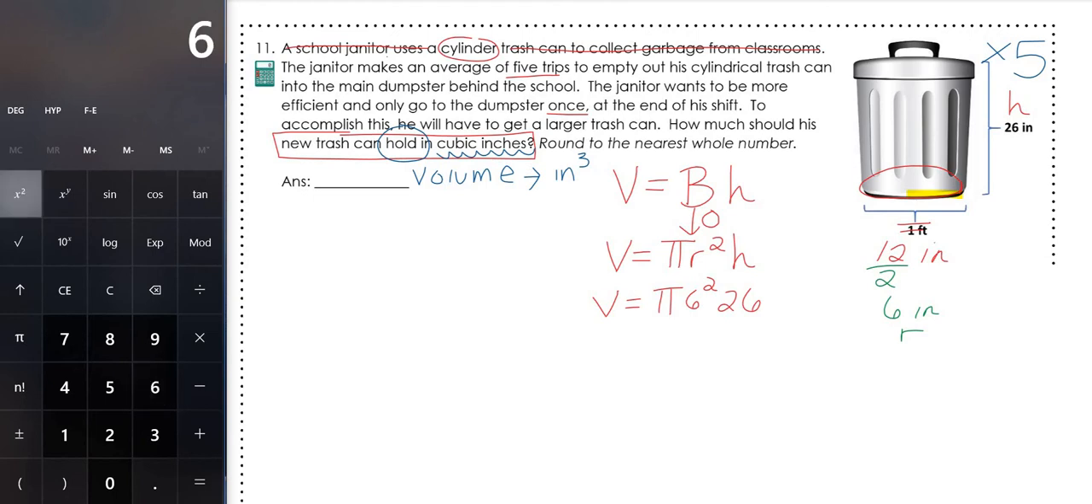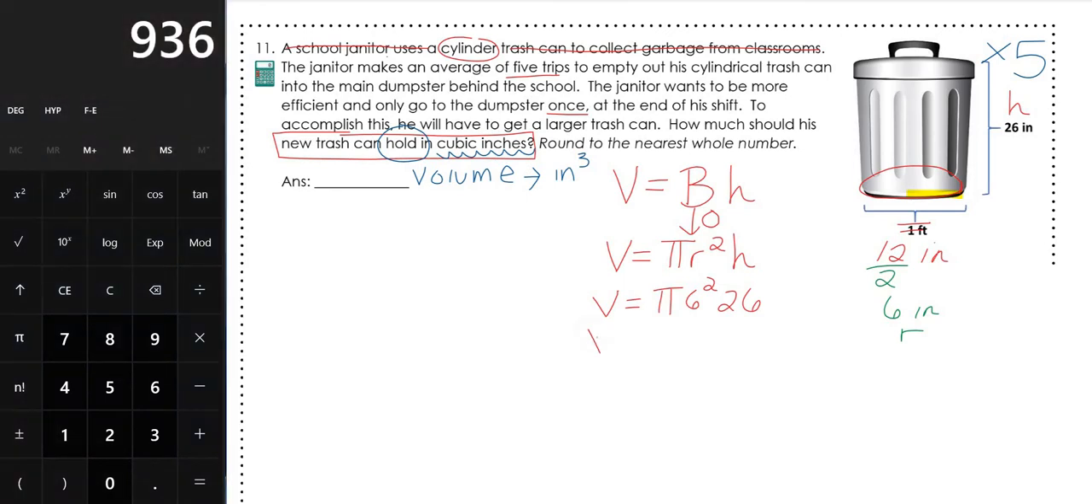6 squared is 36 times the height of 26, and you get 936 times pi. So I'm going to go back to my work here, and I'm going to put that it's 936 pi inches cubed. But don't let yourself think that it's 936 as the volume. It's 936 times pi, which is 3.14 yada, yada, yada.